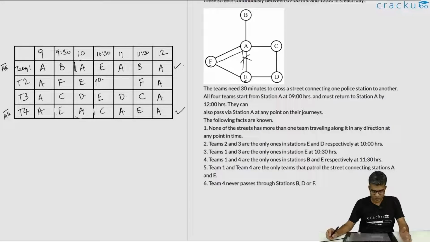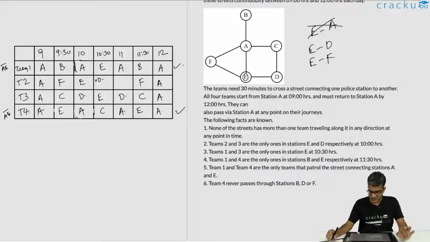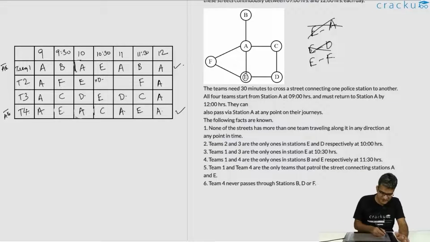Now if you are looking at team 2, we know that team 2 is at A, F and E at 9, 9:30 and 10. It is at E at 10 o'clock. At 10:30 it will either be going from E to A, or it will be going from E to D, or it will be going from E to F. One thing we know is that team 2 did not go through the EA path. The EA path was not patrolled by them. It was patrolled only by teams 1 and 4. So it has to go through either ED or it has to go through EF. We know that it did not go through ED because the DE path was being patrolled by team 3 at that time. So it cannot be ED, so this has to be F.